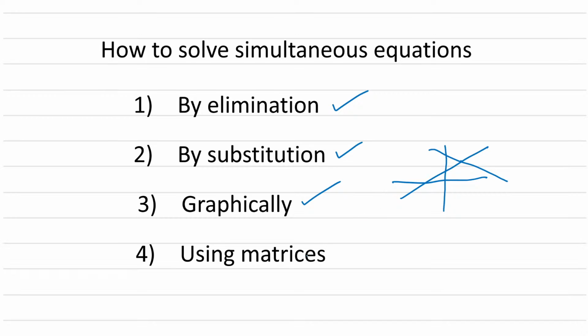You can also solve simultaneous equations using matrices. Now, in the UK, we don't do this in GCSE, we do this in A-level, and in Tanzania, you would do this when you are in Form 4. You don't do matrices when you're in Form 2 or 3 or Form 1. Okay? So this is not something we're going to do at this point.